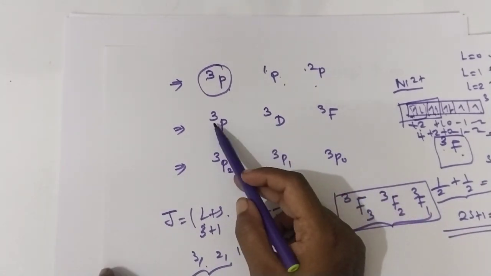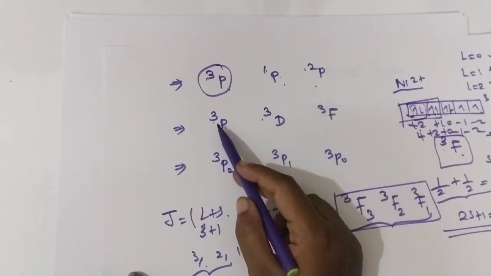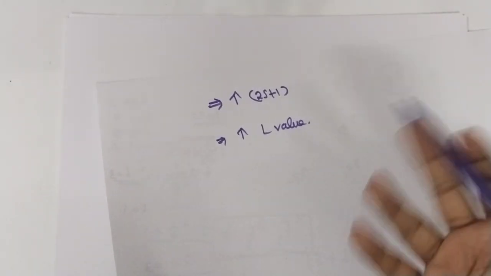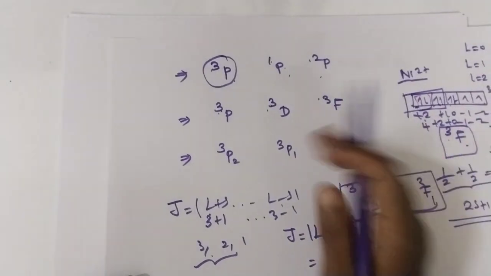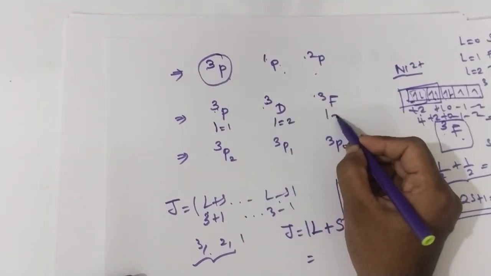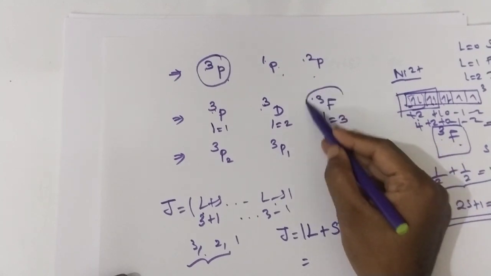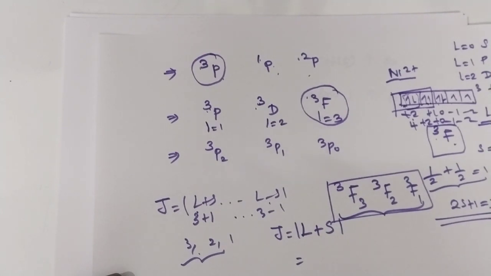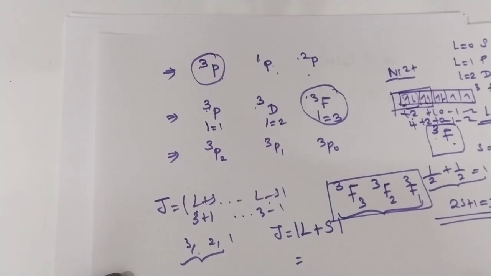But in the second case, you are having 2S plus 1 value same, right? All these have 3. So now you have to look for the L value, because I told you that greater L value is the ground state term symbol. Hence in this case, L value will be 1, here L value will be 2 and L value will be 3. So which is greater? Obviously this is greater, hence this is the ground state term symbol. So if they are asking to find out the ground state term symbol, you have to select the term symbol which is having the higher 2S plus 1 value, and if all the term symbols have the same 2S plus 1 value, then you have to look for the L value.